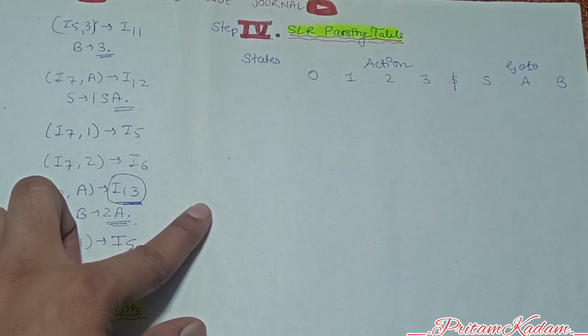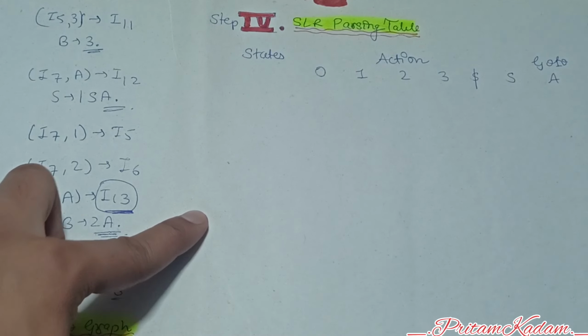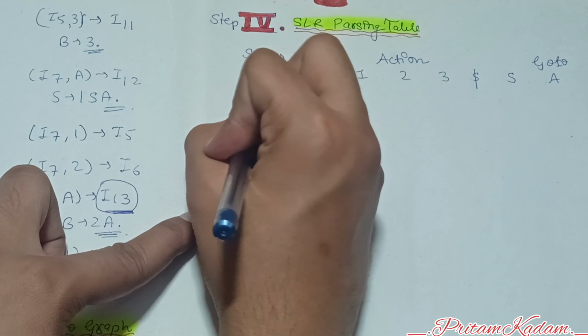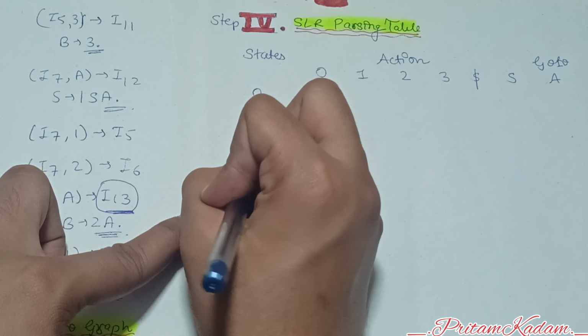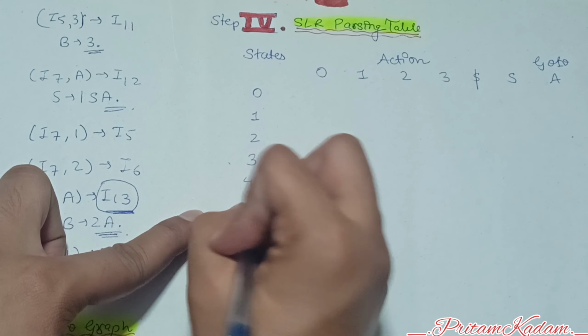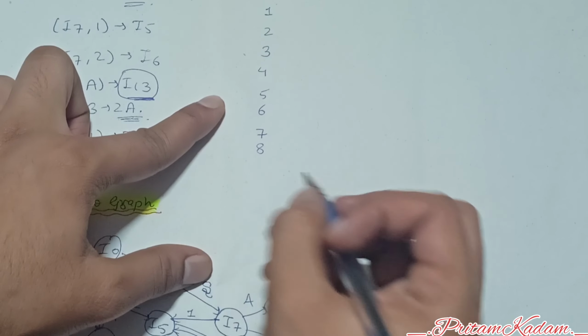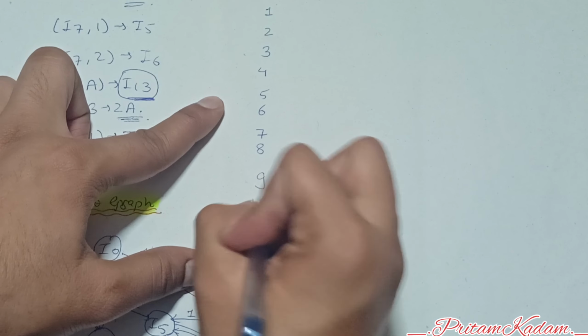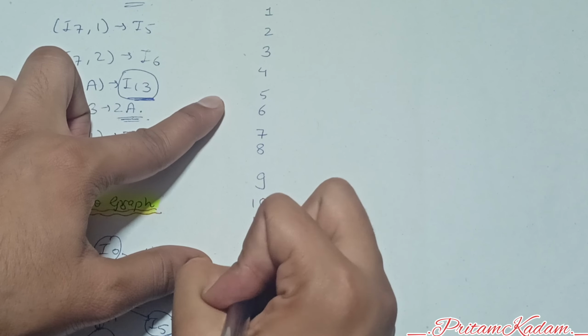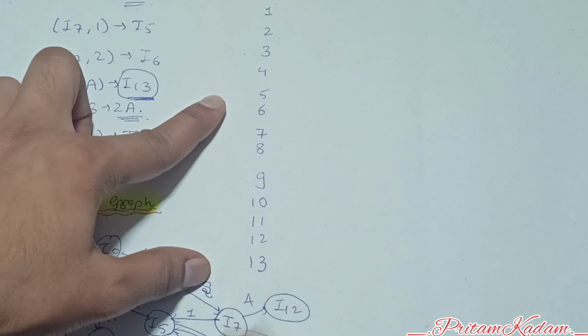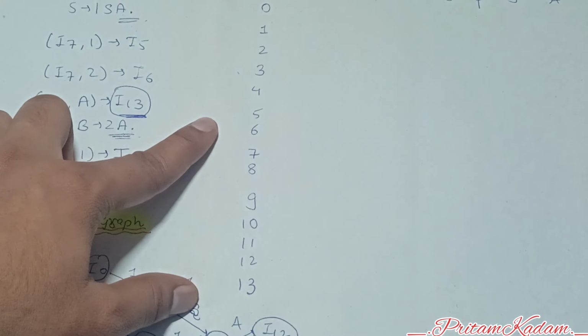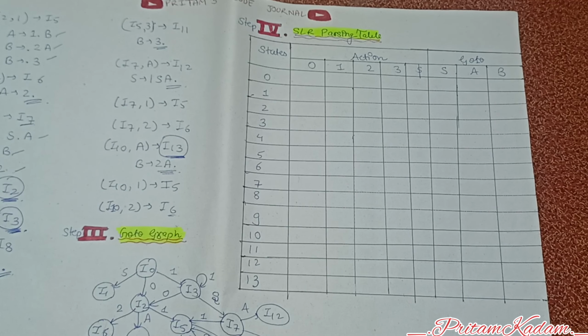Okay, so let us write it down. So 0, 1, 2, 3, 4, 5, 6, 7, 8, 9, 10, 11, 12, 13. Yeah. Now we will make the cells, as we will start writing the shift and reduce part in the SLR parsing table. Okay. So first of all, we have to write the accept part.